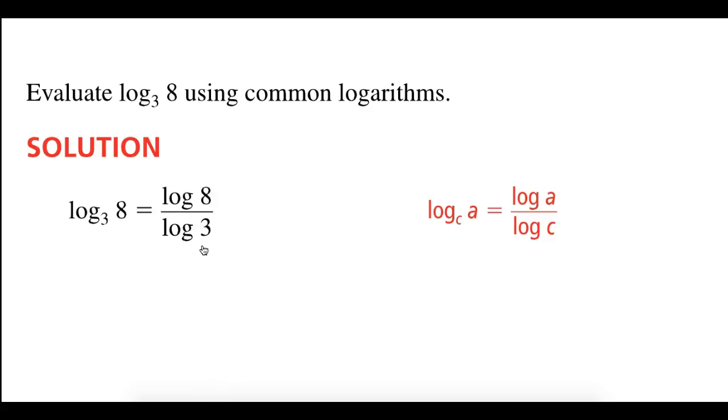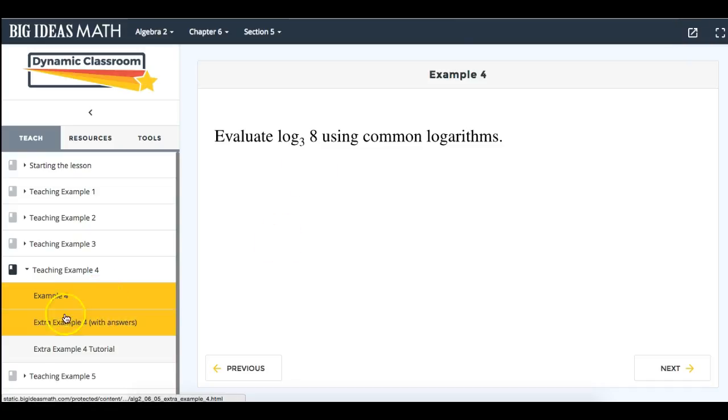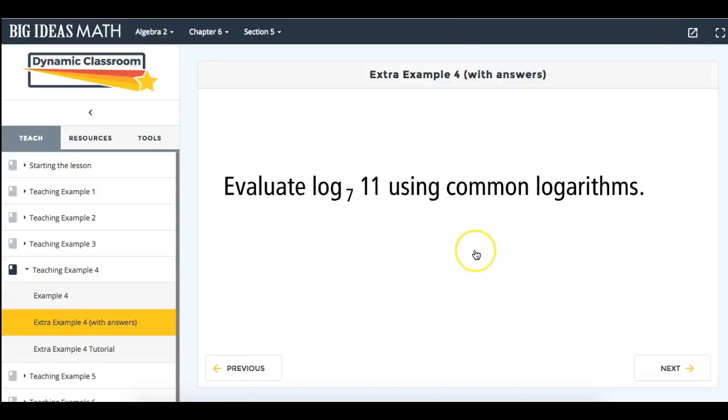Now, on this, you would just evaluate it with your calculator. So you would type in log of 8 divided by the log of 3, and you would get roughly 1.893. That would be your rounded off version right there. Okay. Very simple. Not any hard work to it. You just need to memorize this formula right here. So for your first question, what I want you to do is evaluate log base 7 of 11 using common logs, and then write your answer into the text box.